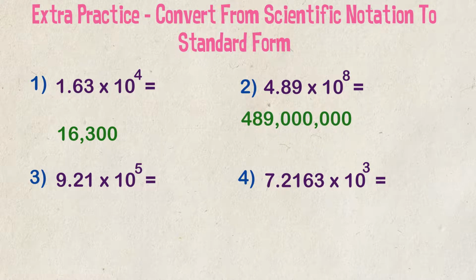Example 3, 9.21 times 10 to the 5th power. 9.21, add some zeros to the right, and move the decimal place 5 spaces. The answer is 921,000.